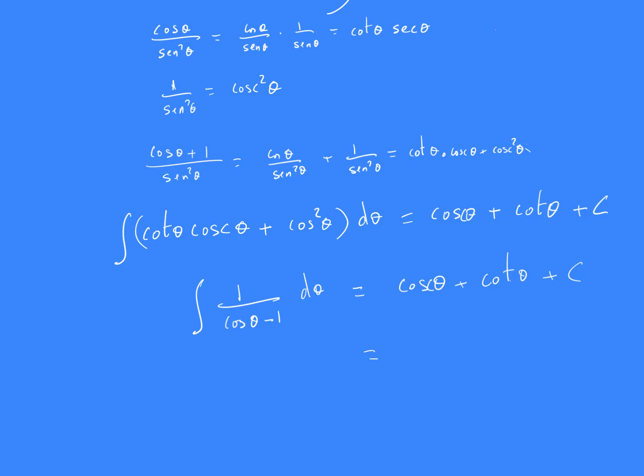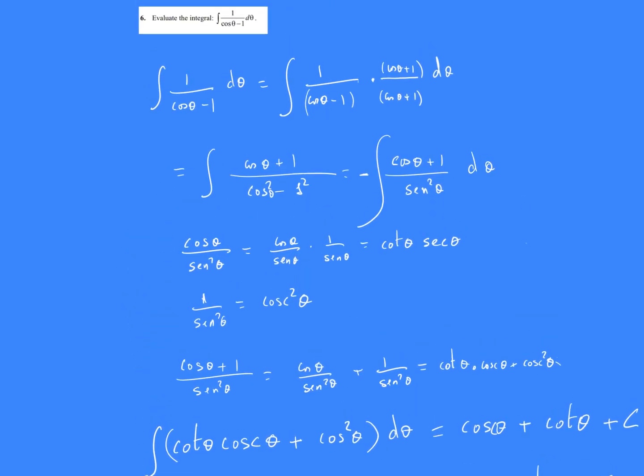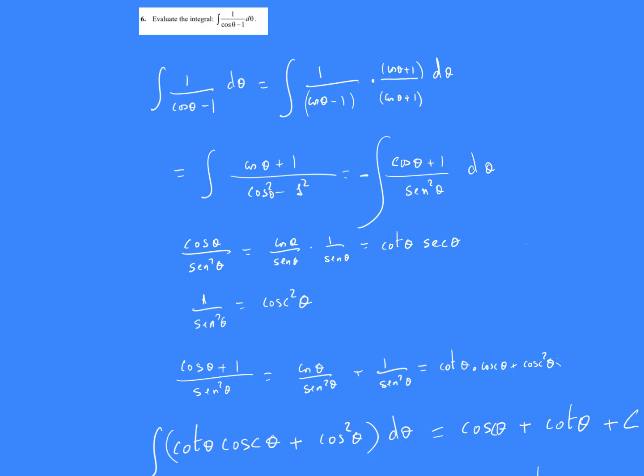Cosecant theta is 1 divided by sine of theta, plus cotangent theta, which is cosine theta divided by sine of theta. So I'm joining them: 1 plus cosine of theta divided by sine of theta plus c, and this is the integral. It's a little bit of work, but you can practice a little bit more. The trick here is to multiply by 1.